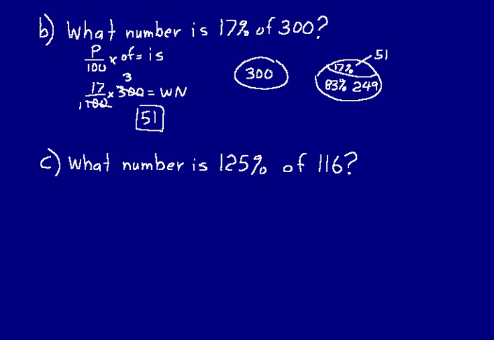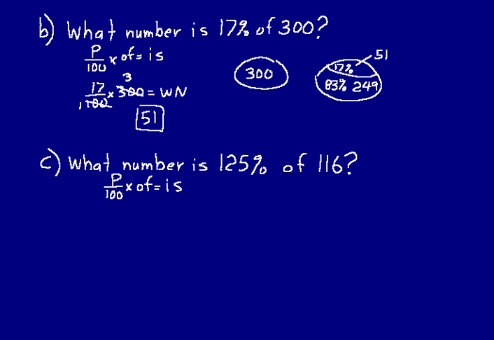Look at practice problem C. What number is 125% of 116? Now this one, our percent is greater than 100, but we just do our formula first. We see it's a percent word problem, so we always write this formula down first. P over 100 times of equals is. And that helps us think about where to put the values they've given us.